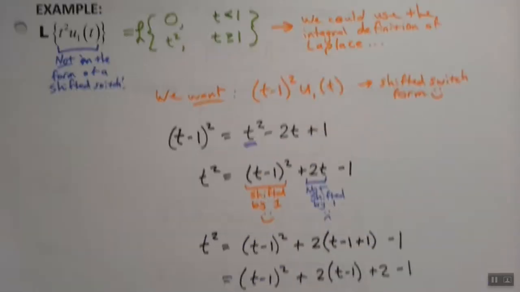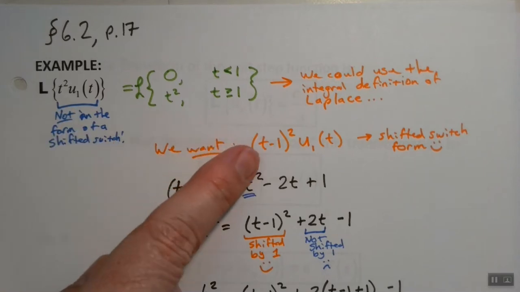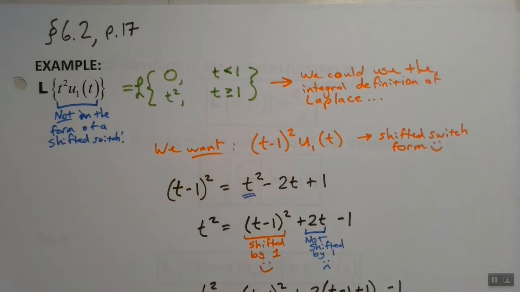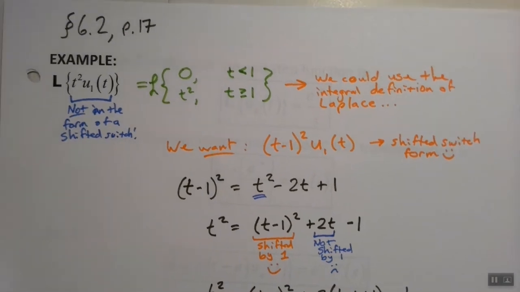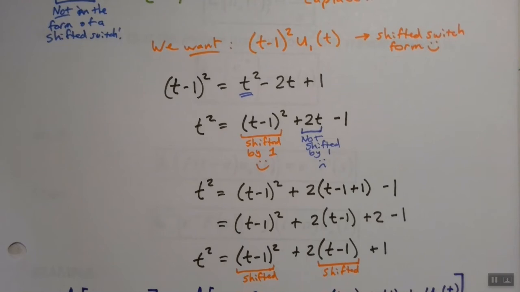So this little trick of being able to rewrite a function in terms of a shifted switch, you have to have an idea of what it is that you want the shifted switch to look like, and then you play some little algebra games to make it so, right? There's a couple of different ways you go about it, but this one seems to make sense to me. We want it to be t minus 1 quantity squared, so we rewrite t minus 1 quantity squared in terms of other shifted switches.